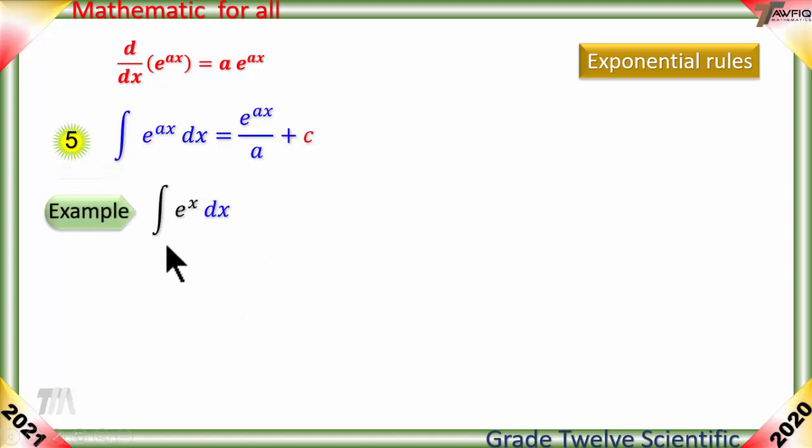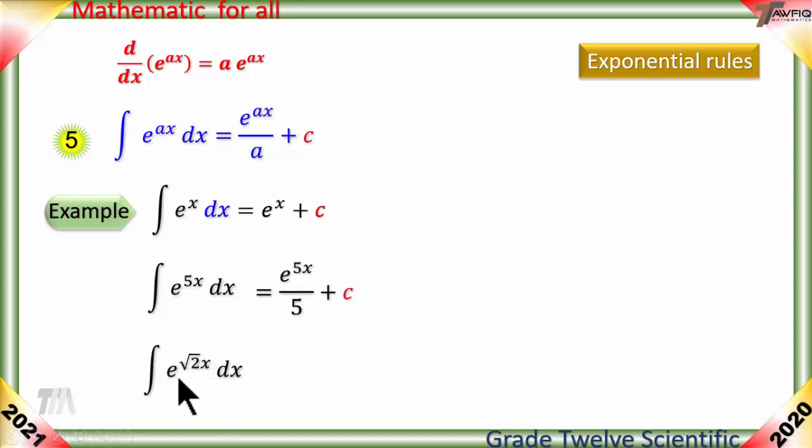Now, for example, the integral of e to the power x dx becomes e to the power x divided by the derivative of x, which is 1, plus c. So it becomes e to the power x plus c. The integral of e to the power 5x dx is equal to e to the power 5x divided by the derivative of 5x, which is 5, plus c. The integral of e to the power square root of 2 x dx is equal to e to the power square root of 2 x over square root of 2 plus c.